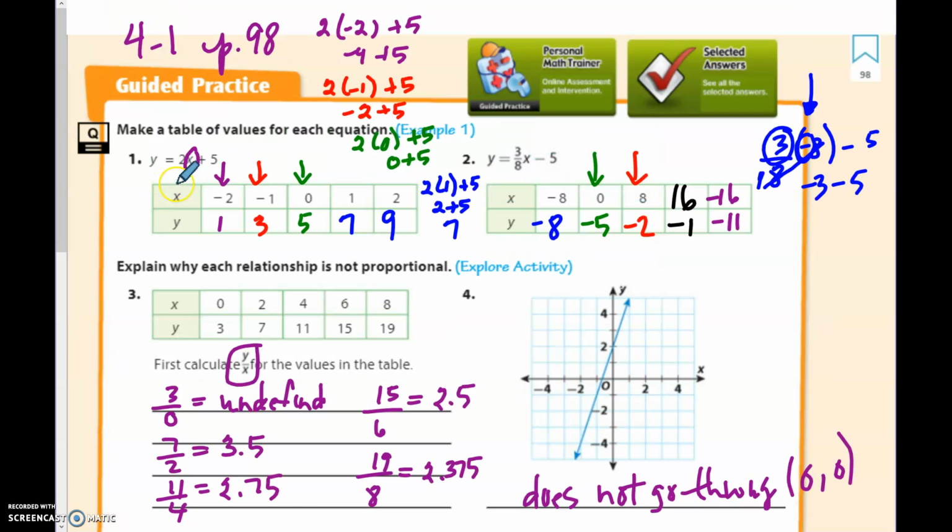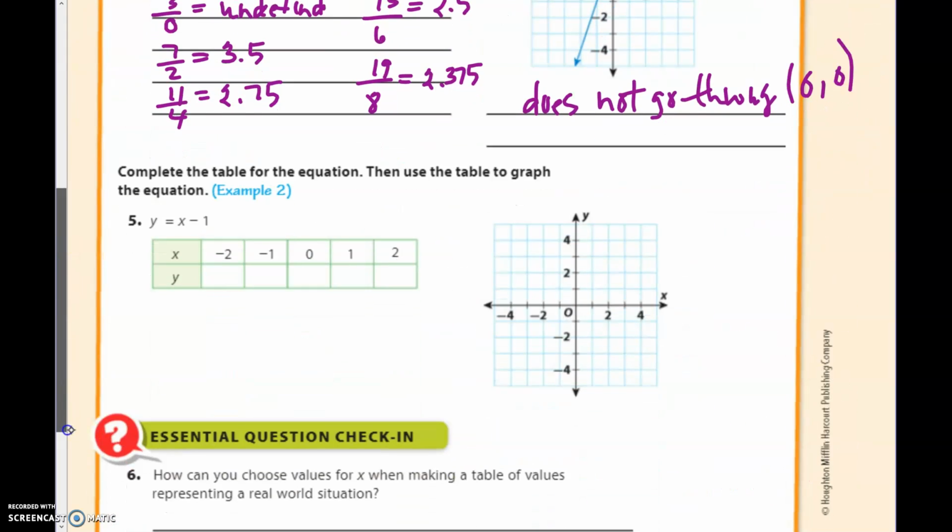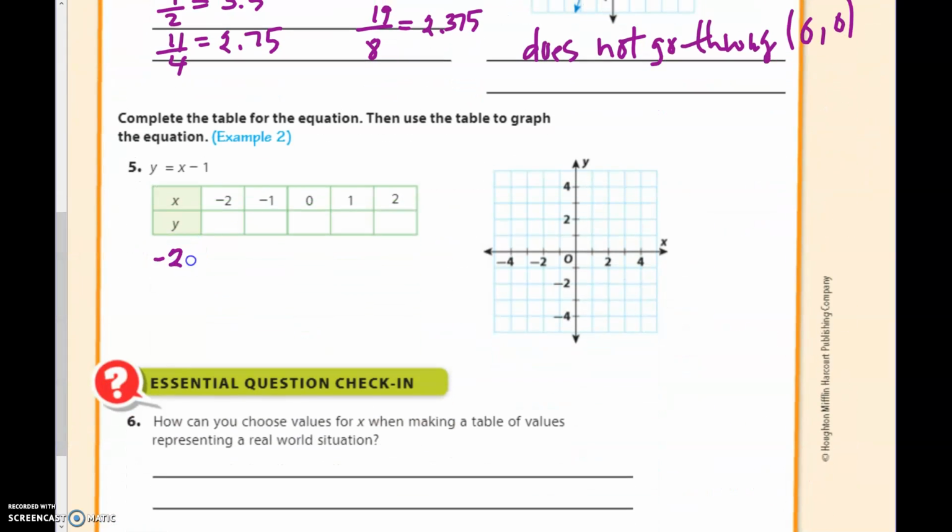So this first one, we're going to go negative 2. Hopefully I'm going to be able to do this. I'm going to do negative 2 minus 1 is negative 3. And then the next one is going to be negative 1 minus 1 is negative 2. And the next one's going to be 0 minus 1, which is negative 1. Then we're going to put in 1 minus 1 is 0. And then the last one we're going to put in is 2 minus 1, which is 1. All right, let's graph all of these ordered pairs.